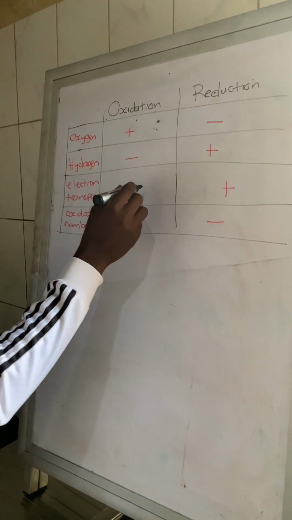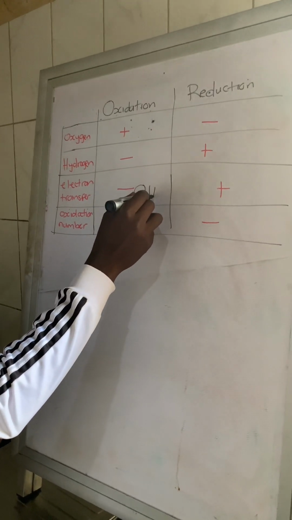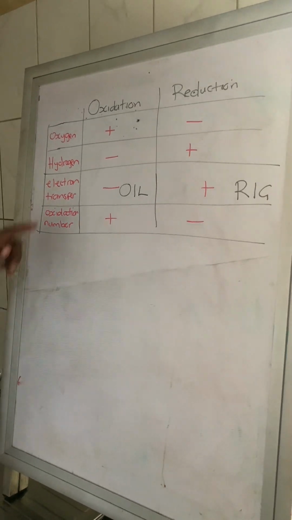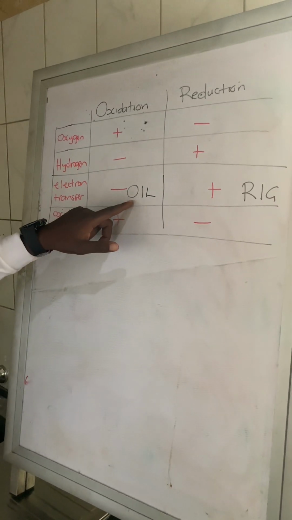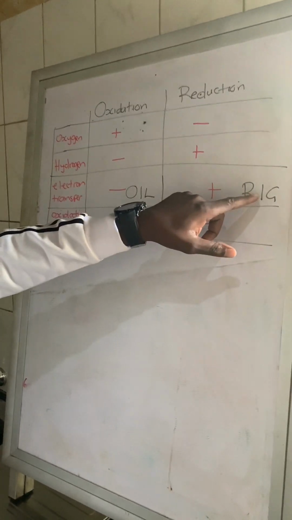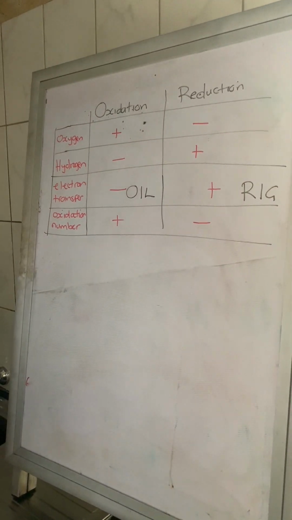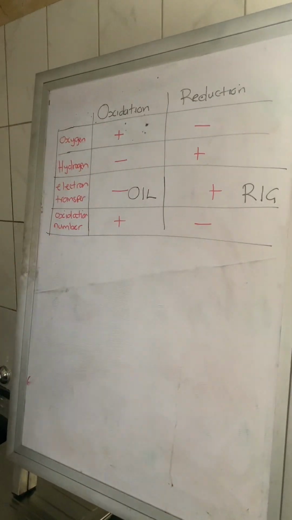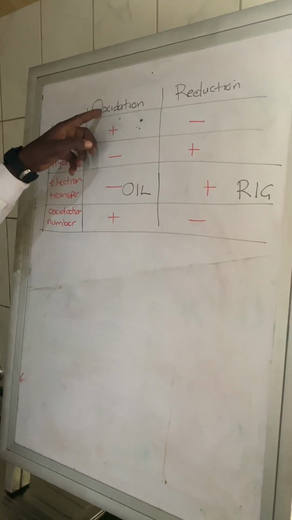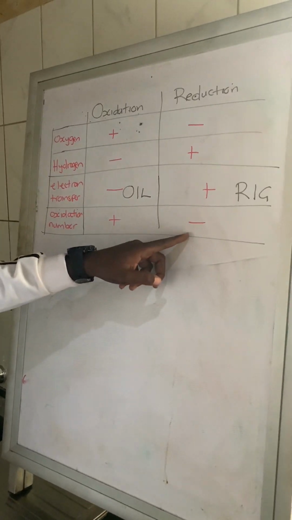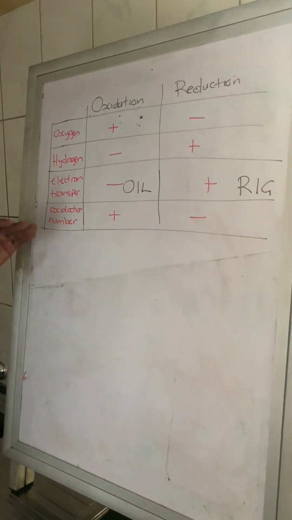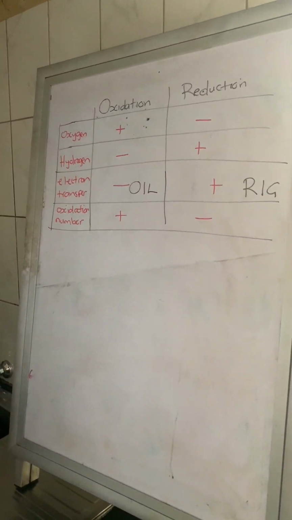Or you can use the acronym OIL RIG to understand the concept of electron transfer. So OIL represents oxidation is loss of electrons, and RIG, reduction is gain of electrons. We can also define these two processes using oxidation number. Increase of oxidation number, oxidation; decrease of oxidation number, reduction. I will teach you the whole concept about oxidation number another day.